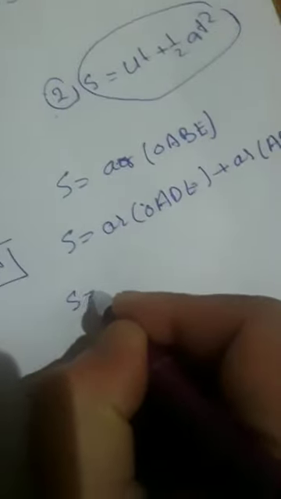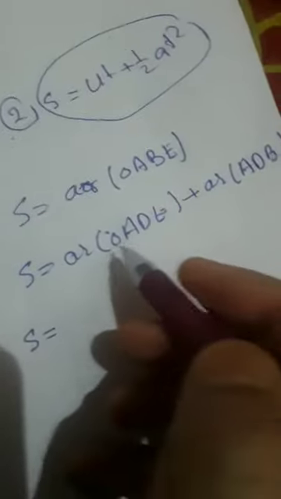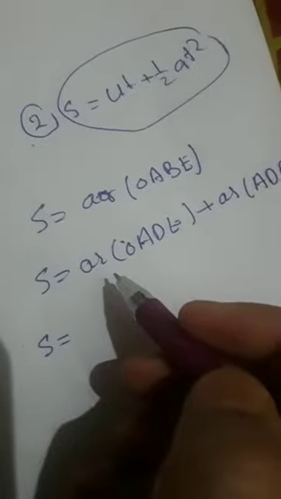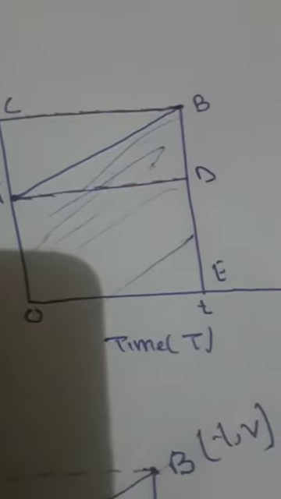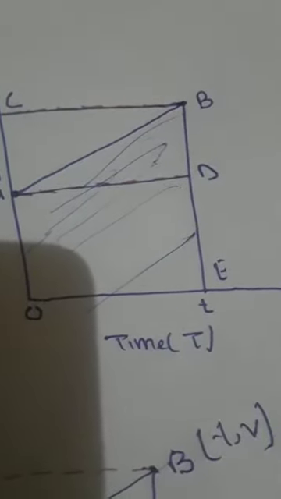S is equal to, what is the area of OADE? That is a rectangle, length into breadth. That means OA into OE, plus, what is the area of the triangle? It is a right angle triangle, 1/2 of base into altitude. What is the base here? Base is AD, into BD.